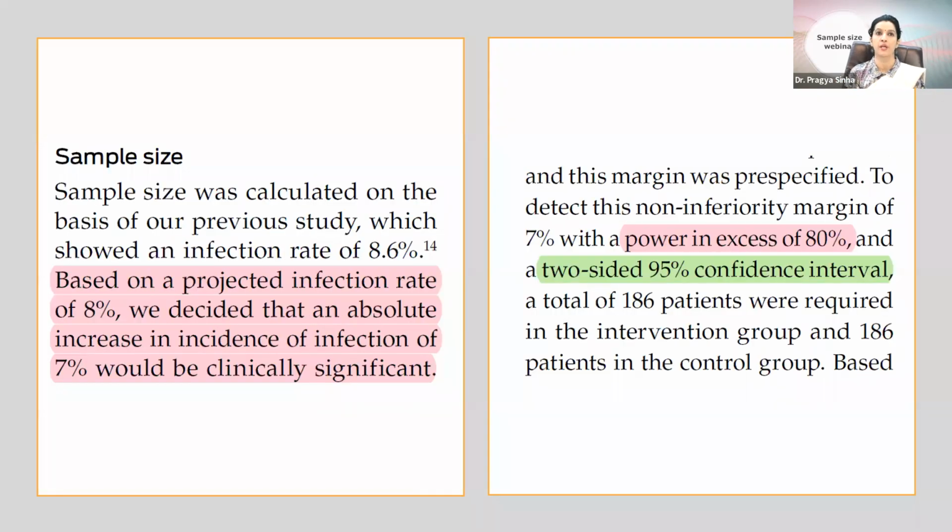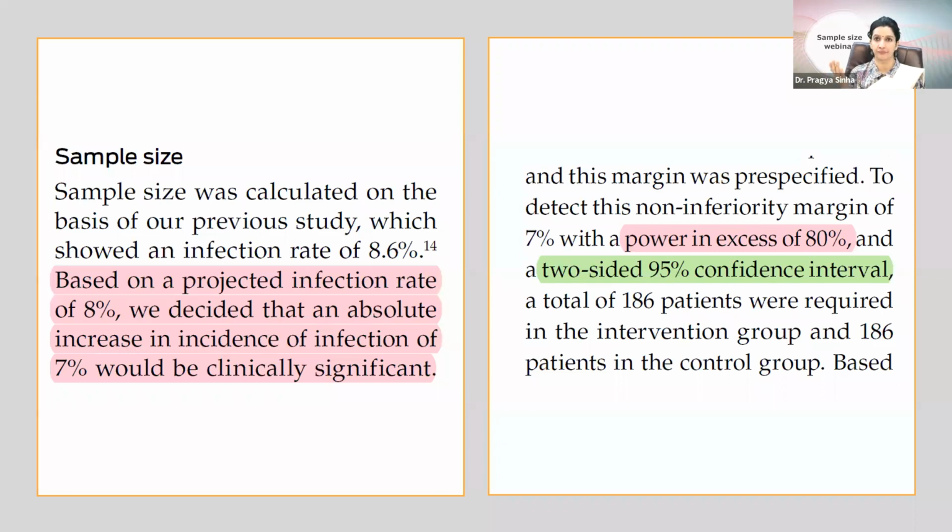the minor surgery. So the sample size they calculated on the basis of the previous study, which showed an infection rate of 8.6%. So based on the projected infection rate of maybe 8%, they decided that an absolute increase in the incidence of infection of 7% would be clinically significant, and this margin was pre-specified. So to detect this non-inferiority margin of 7%, they have kept this margin so that the infection rate should not be more than 7% higher.